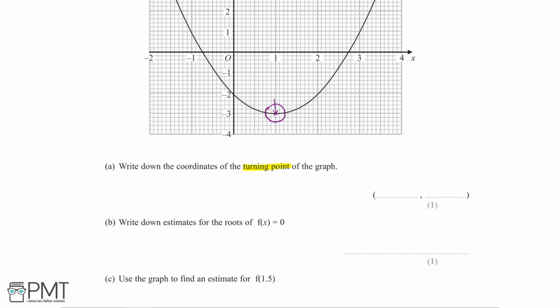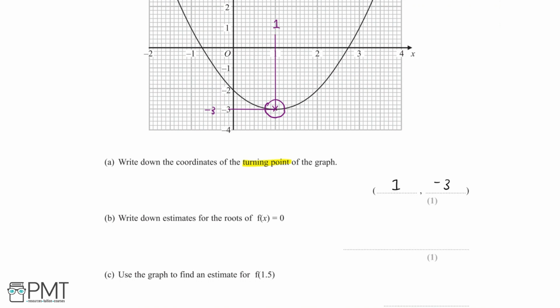If we go vertically upwards, we can see that the x-coordinate over here is 1. And then if we go horizontally, we can see that the y-coordinate is -3. And so we can write down that the coordinate of the turning point of the graph is (1, -3).